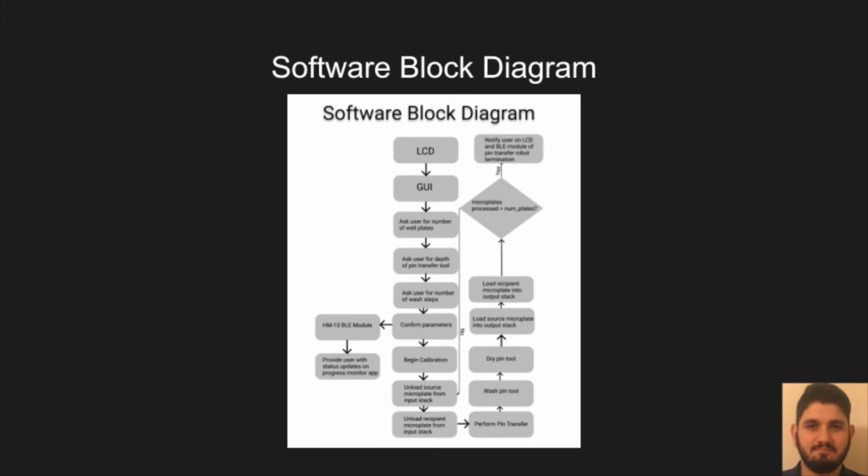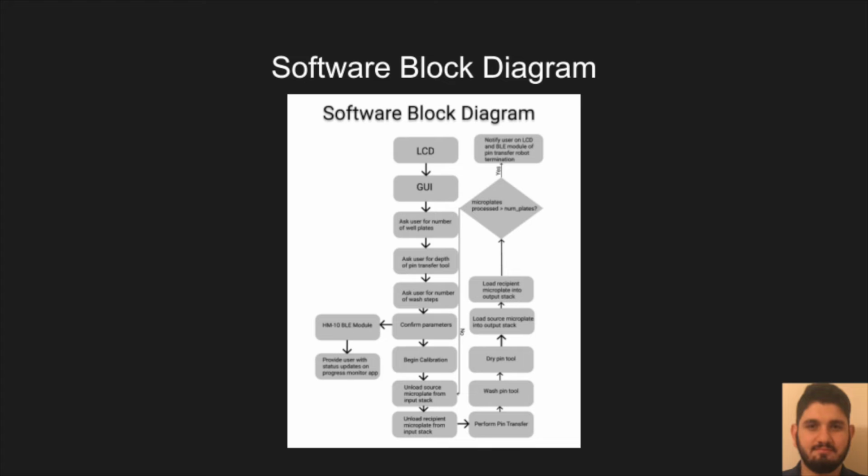This software block diagram provides an outline for the flow of the program. The program starts with the LCD asking the user for the number of well plates, the depth at which the pin tool will be inserted, as well as the number of wash steps that will be used to operate the robot for the entire pin transfer process. The user is then asked to confirm the parameters provided before proceeding. Upon confirmation, the HM10 BLE module will connect to the Progress Monitor app and begin sending updates to the researcher on the progress of the pin transfer robot. This also marks the beginning of the motor calibration process.